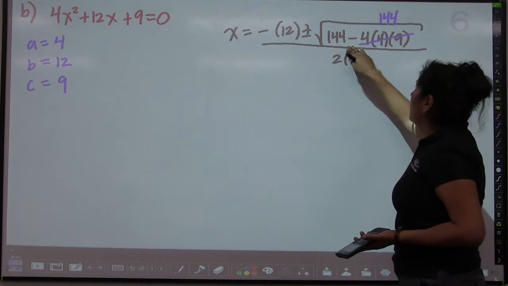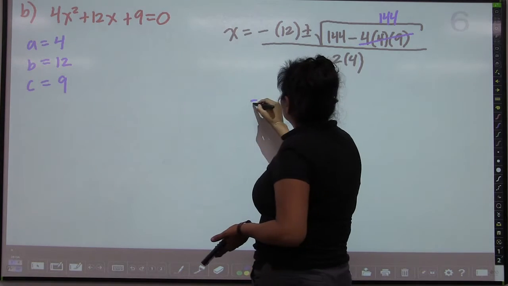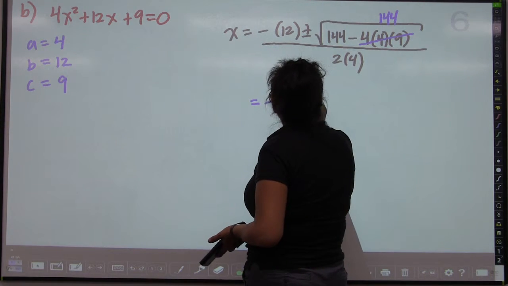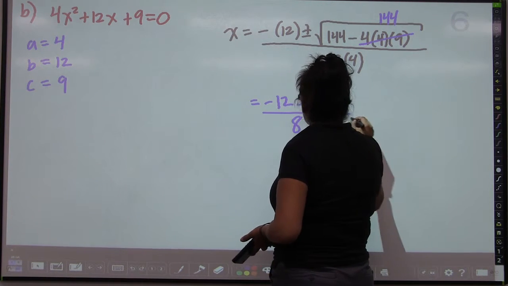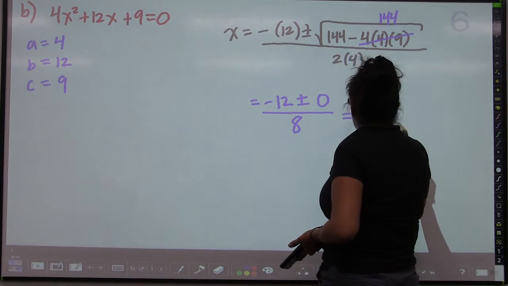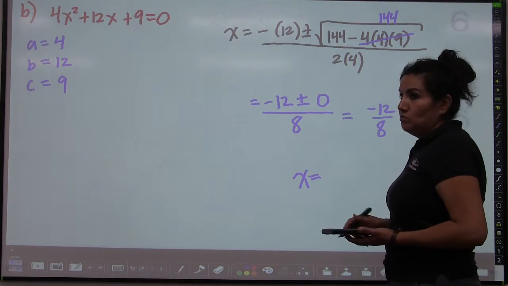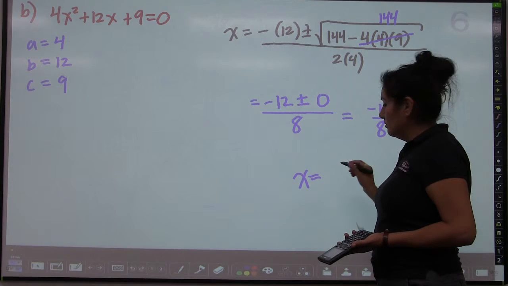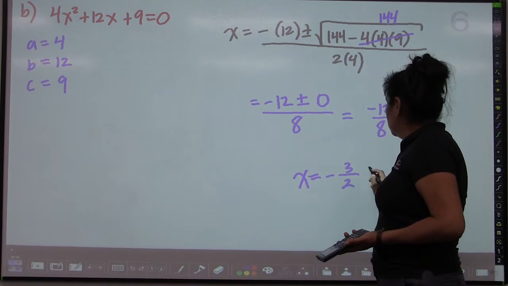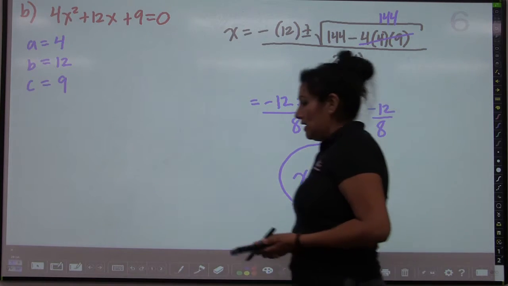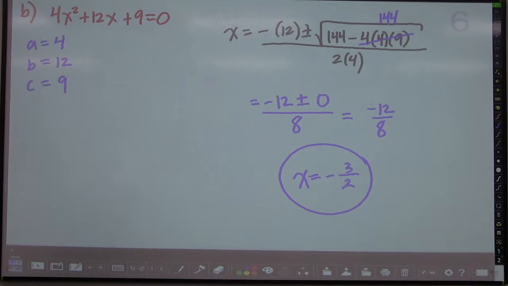So 144 minus 144 is 0. That's nice because you're going to end up with negative 12 plus or minus 0 over 8, or basically just negative 12 over 8. So you're only going to end up with one solution. And 4 goes into 12 3 times, and 4 goes into 8 2 times. Negative 3 halves. So you only got one solution.